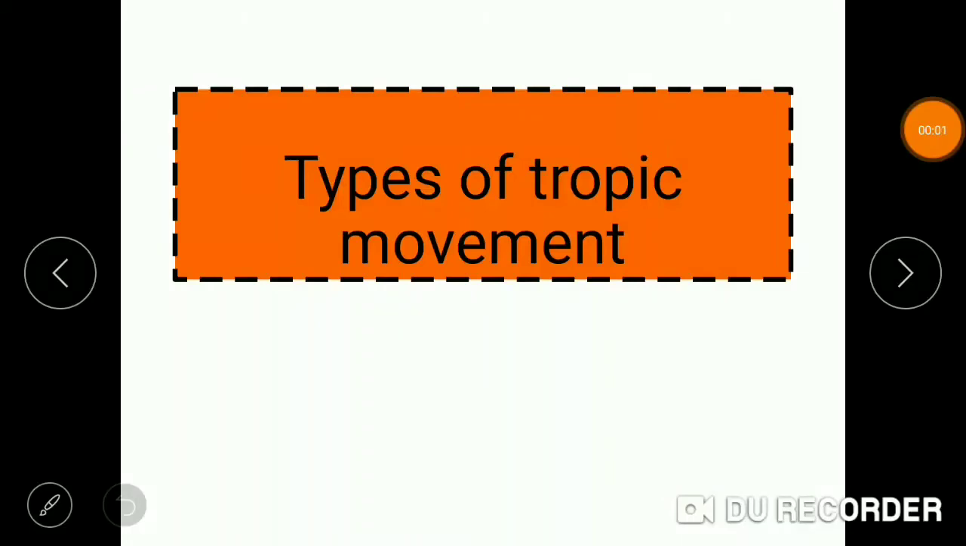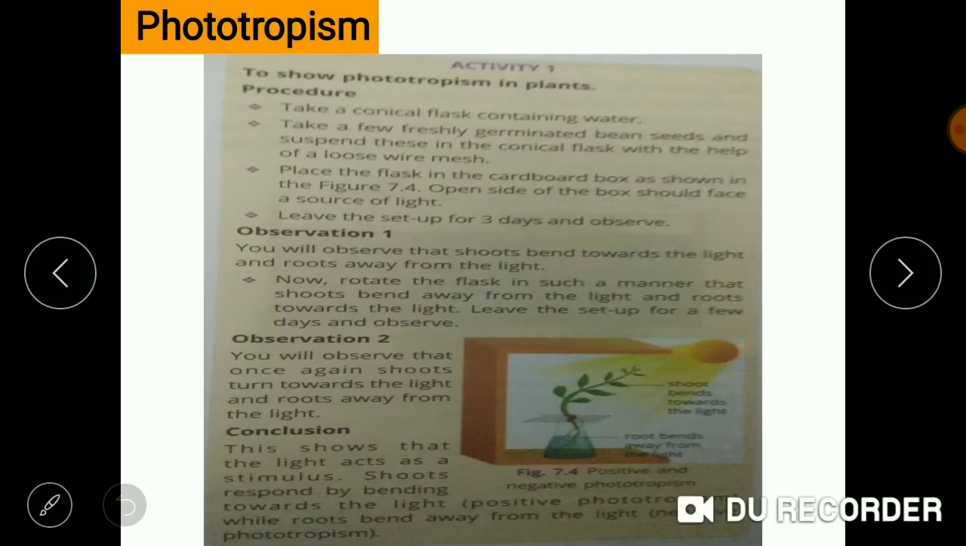Hello students, in today's class we'll be studying types of tropic movement. The first type of tropic movement is phototropism, which is a response of a plant part towards or away from light. Here, light acts as the stimulus.